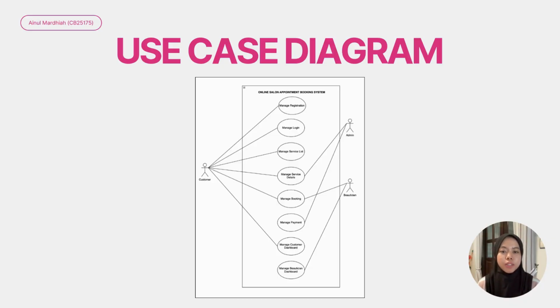Now I will explain our use case diagram. This diagram shows how 3 actors, the customer, beautician, and admin, interact with our online salon appointment booking system. So the customer has the most interaction.